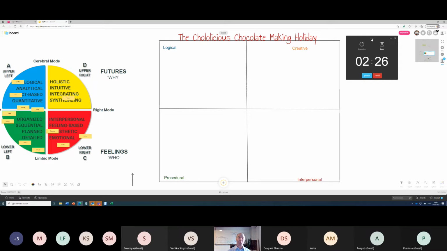So give it a go. Try and break out of that procedural thinking. Try and write something that's going to appeal to someone creative. Go for it. It doesn't need to be long, it can just be a couple of sentences. Two minutes left. Let's start to see some wonderful short sales pitches for making chocolate.